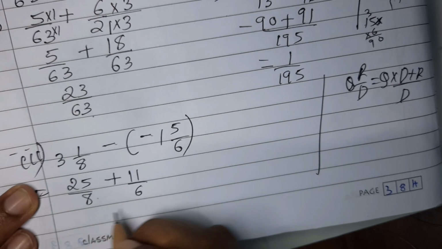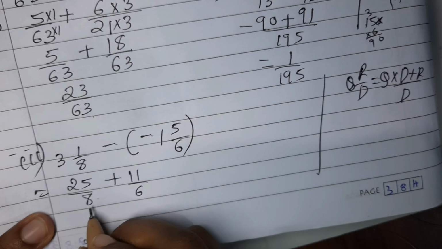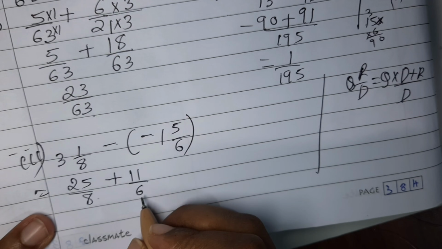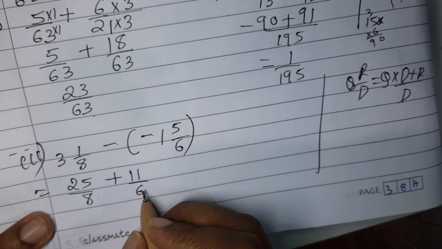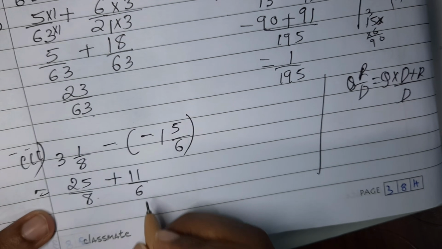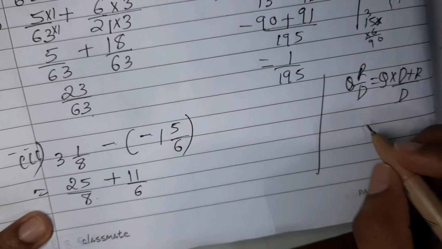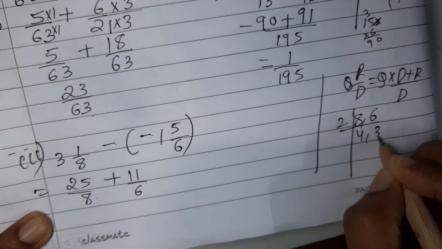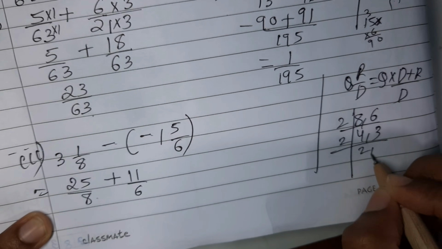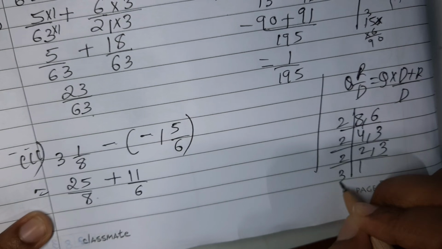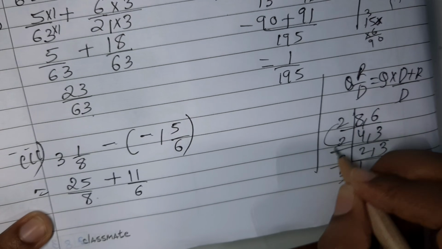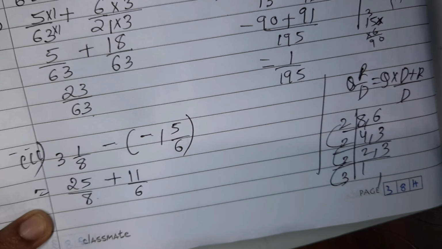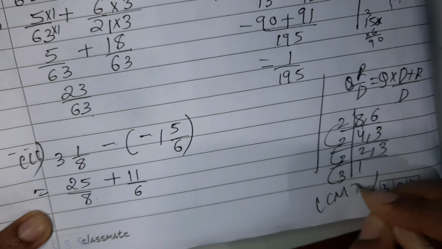Now denominators are different, right? So 8 sixes are what will be your answer? 48. We have to take the LCM of this. We have to take the LCM of 8 and 6. So 2 fours are 8, 2 threes are 6, 2 twos are 4, then 2 ones are 2, then 3 ones are 3. So 2 twos are 4, 4 twos are 8, 3 eights are 24. So your LCM will be equal to 24.